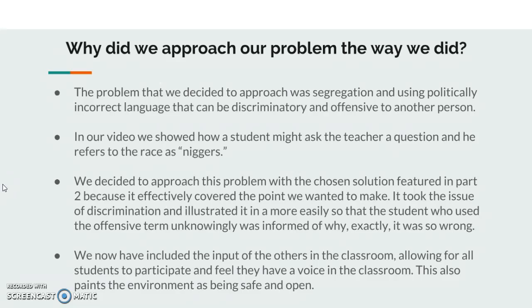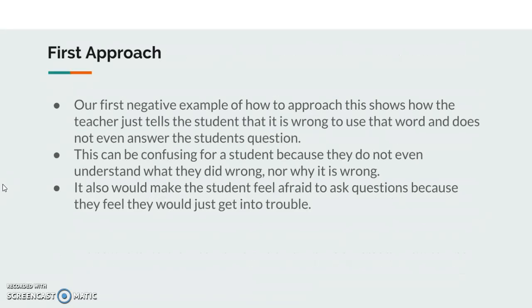We now have included the input of the others in the classroom, allowing for all students to participate and feel they have a voice. We show 3 approaches. The first one is a negative example, where the teacher just tells the student that it is wrong to use that word and does not even answer the student's question. This can be confusing because the student doesn't even understand what they did wrong. It also will make the student feel afraid to ask questions.